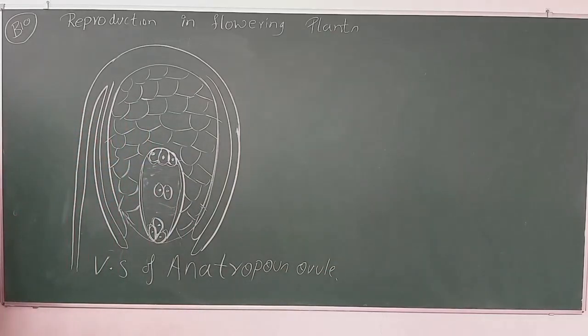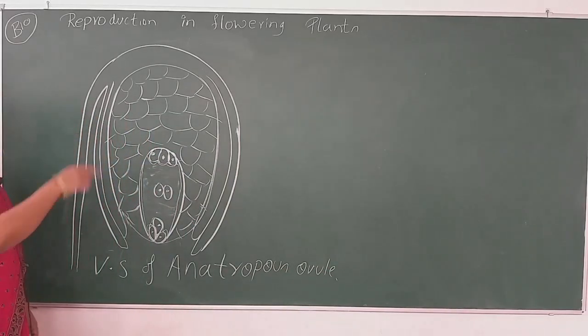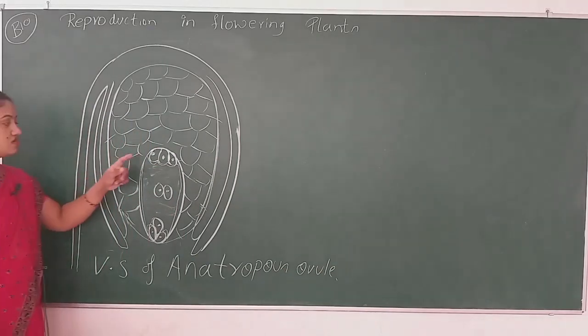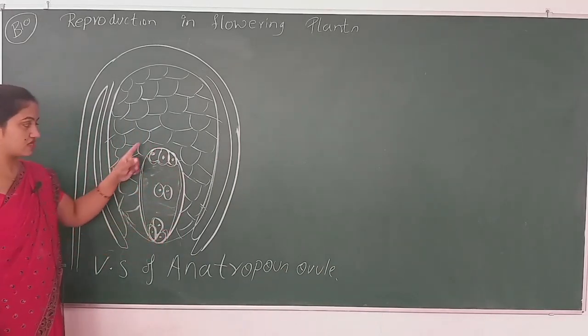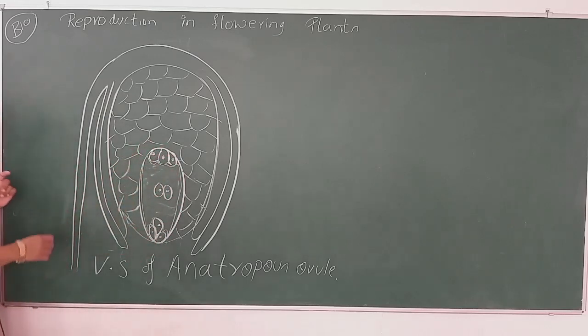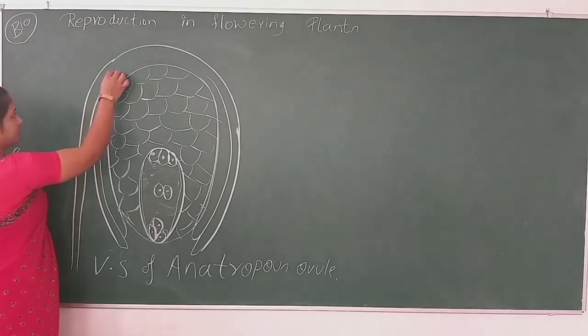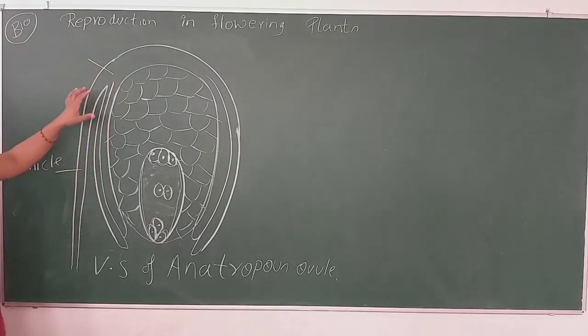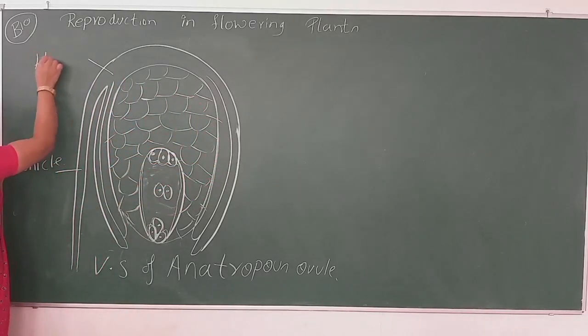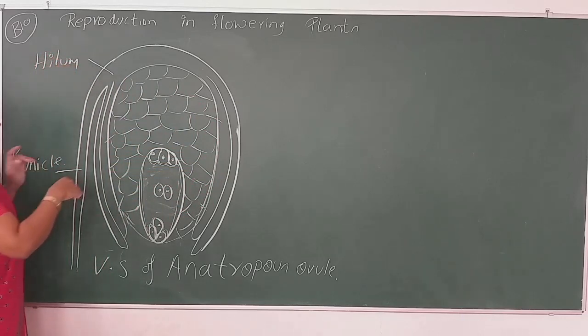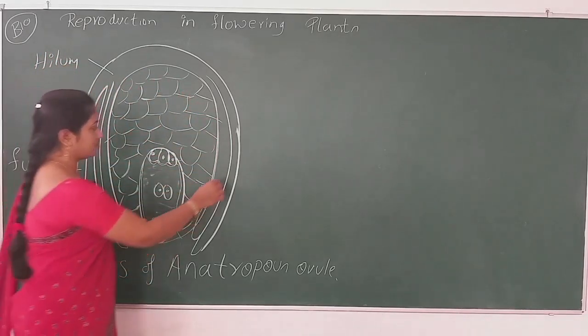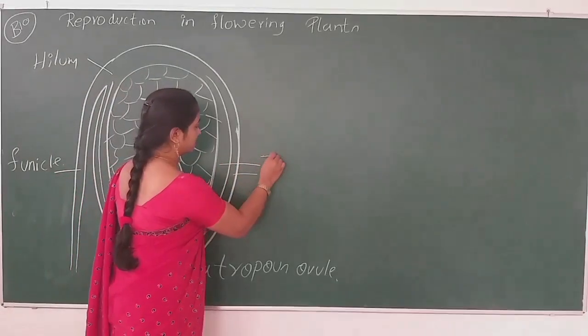The VS of Anatropous ovule showing number of parts, we'll see. Look at this diagram, the embryo sac also I have drawn here itself. We will mention the labels, parts. The first one is funicle. The funicle is the stalk of the ovule. The point where the funicle and body of the ovule get attached is known as hilum, and the body consists of outer and inner integuments.